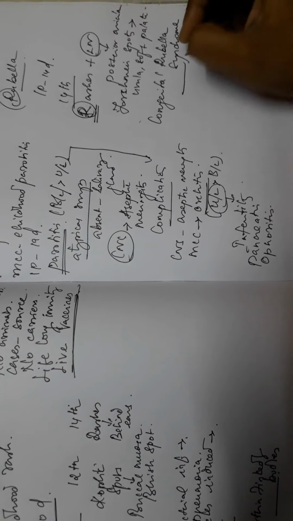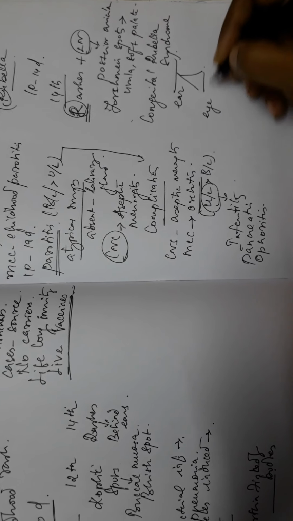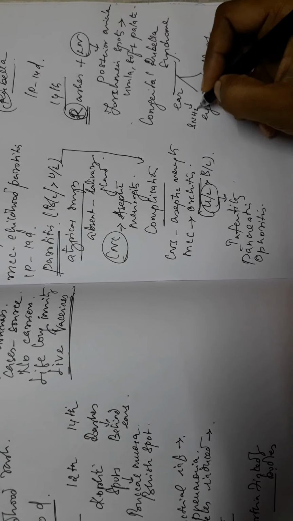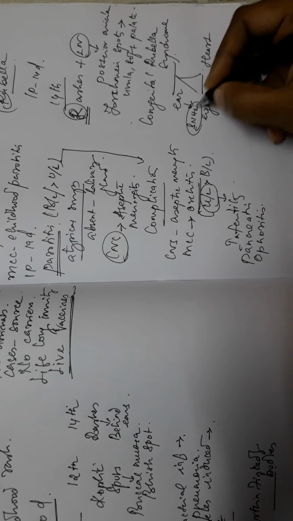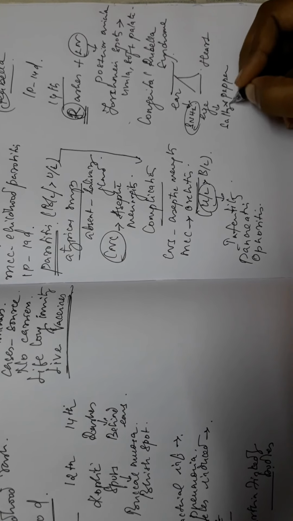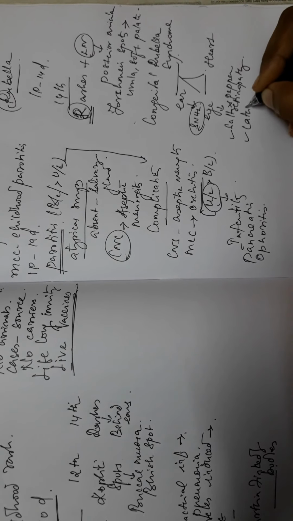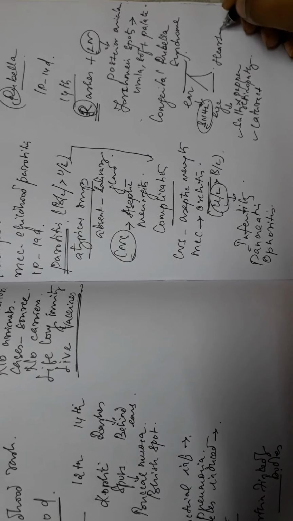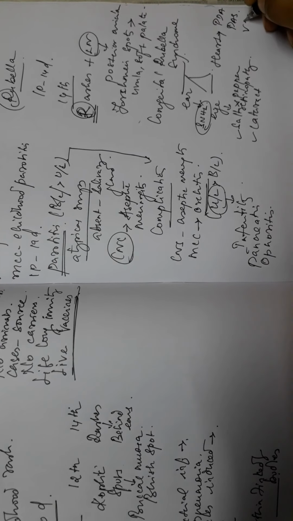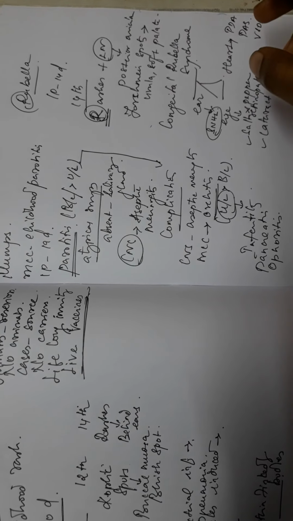Okay, congenital rubella syndrome, here it is a triad, that is ear, eye and then heart. In ear the most common manifestation will be sensory neural hearing loss, deafness. Then in eye, salt and pepper retinopathy and then cataract. In heart the most common manifestations will be PDA, then pulmonary artery stenosis, then ventricular septal defect. So this is the classical congenital rubella syndrome triad.